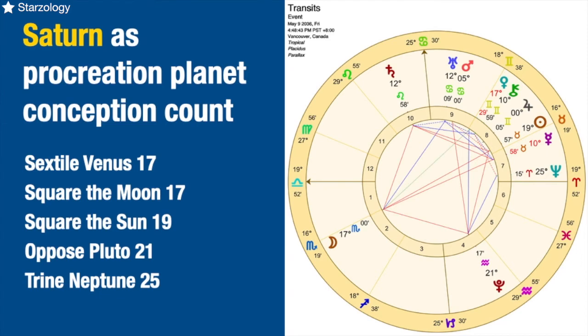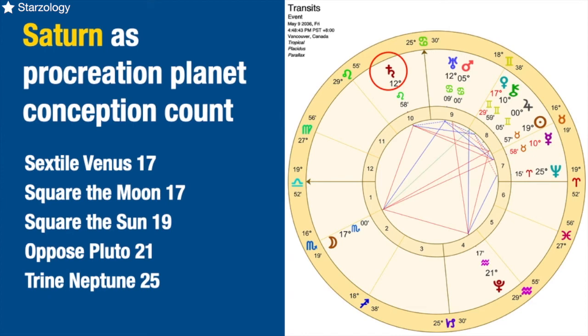So let's have a look at our 2 options. We've got Saturn as the procreation planet. Let's do a conception count. So Saturn is at 12 degrees. I'm just going to ignore the minutes at this point. As it moves from 12 degrees to the end of the sign, it will make a sextile to Venus. Venus is at 17. It will square the Moon, which is also at 17 degrees. It will square the Sun at 19 degrees. It will then oppose Pluto at 21 degrees, and finally it will trine Neptune at 25 degrees. So the conception count for this chart is 5.